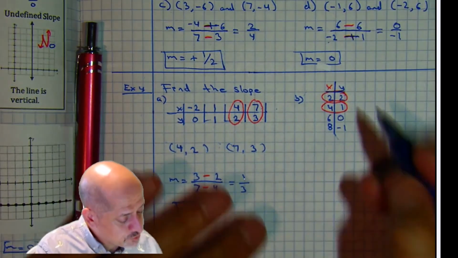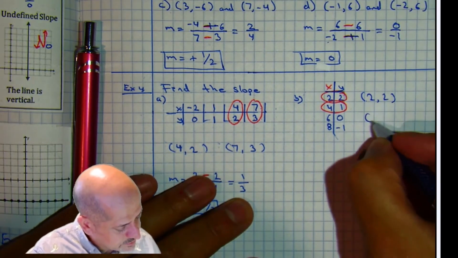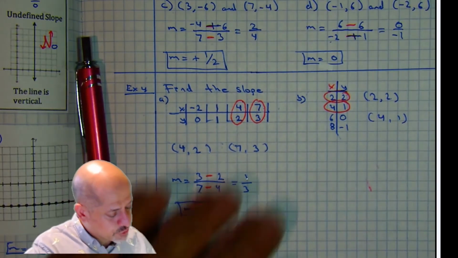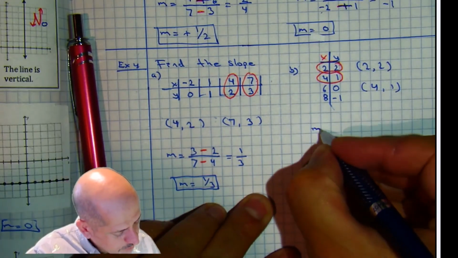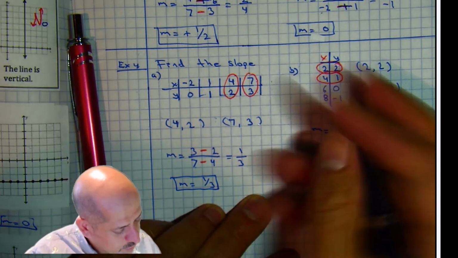So therefore, my first point I'm going to use is (2, 2). And my second point is (4, 1). And now I'm going to use my equation. So let's go and write down the equation. M equals the difference of the y's over the difference of the x's.